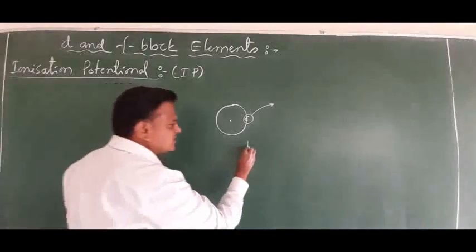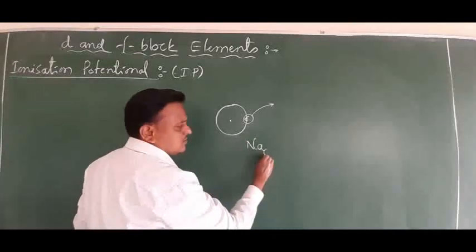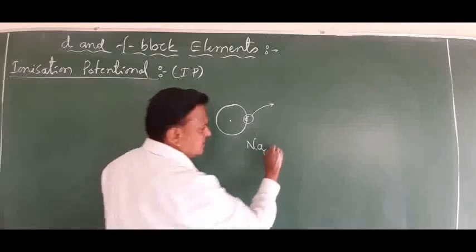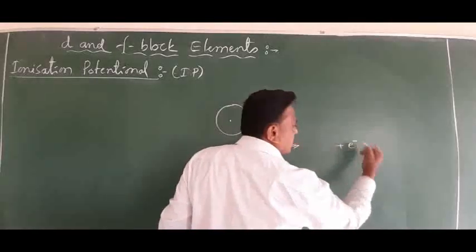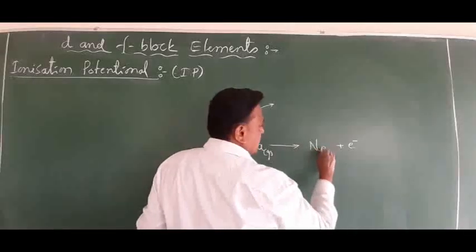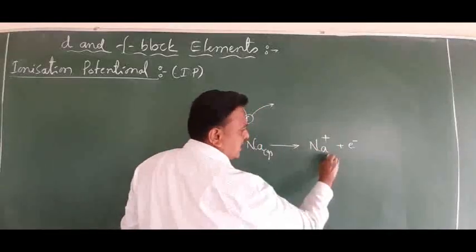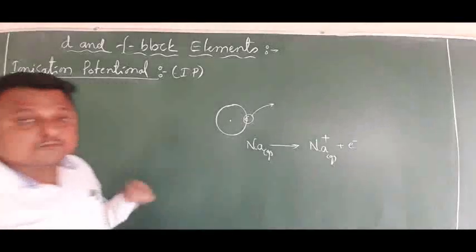Sir, I don't understand what you are saying. Yes, consider it as a gaseous atom. It requires some amount of energy to remove the outermost electron. So now it becomes an ionic form, friends, through the loss of an electron.